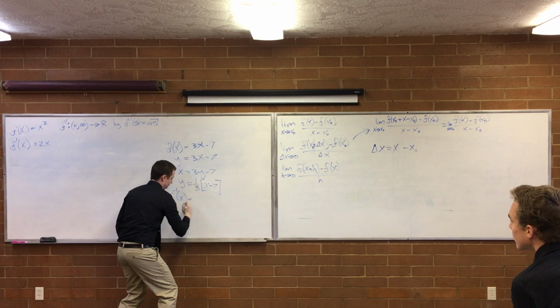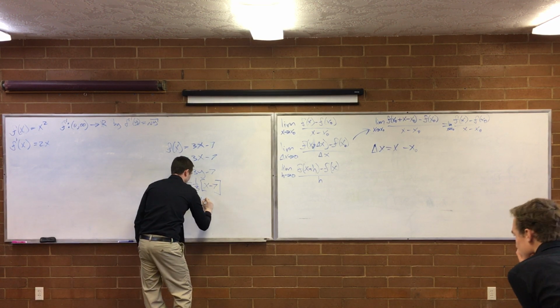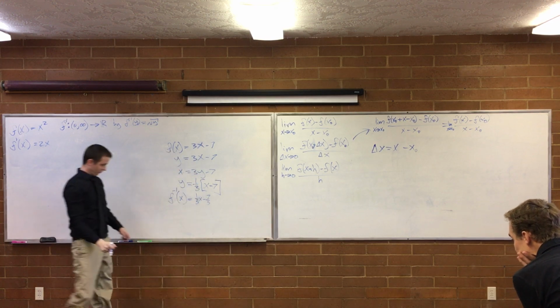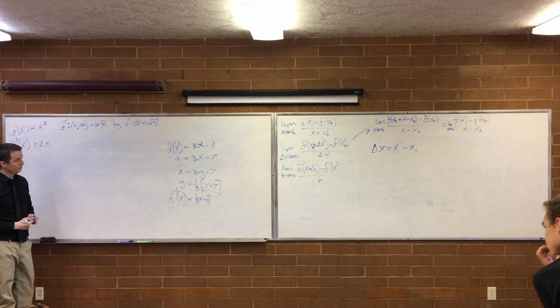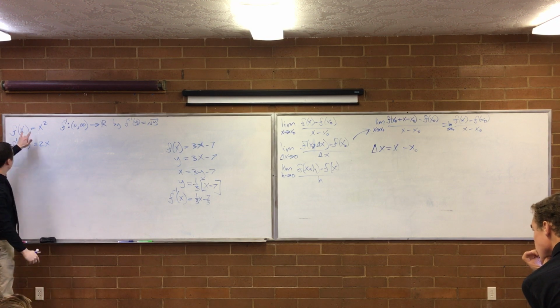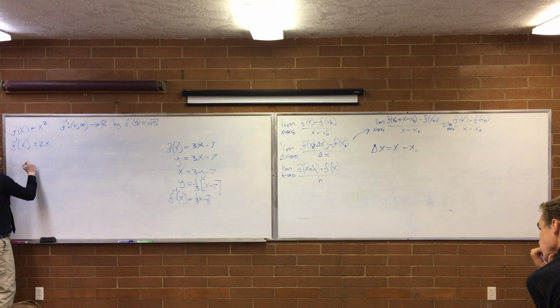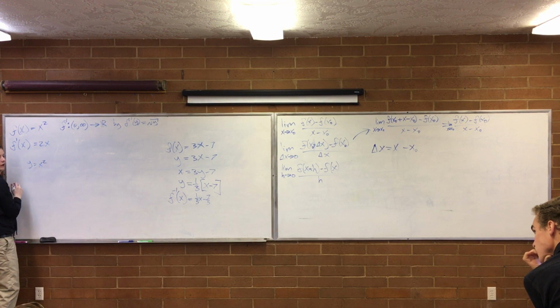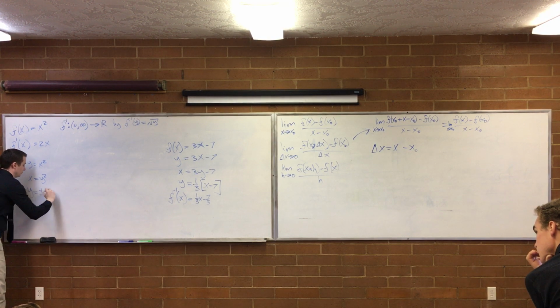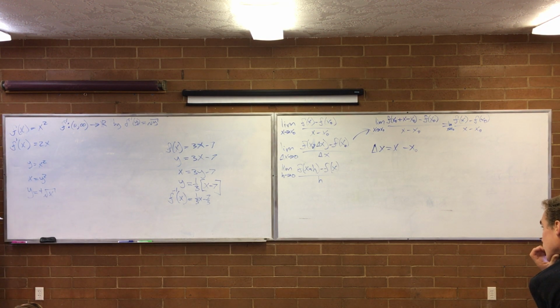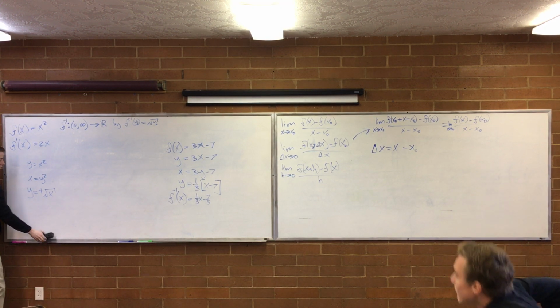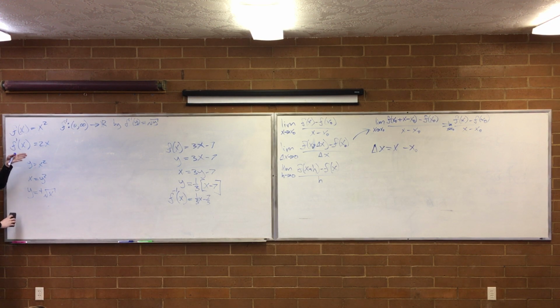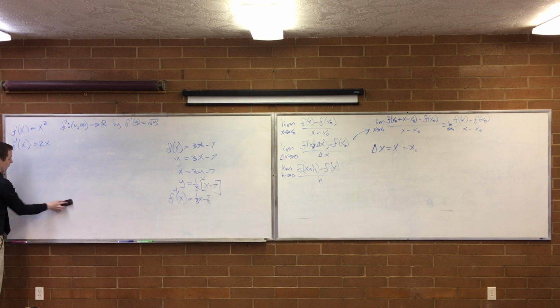So f inverse of x is equal to 1/3 x minus 7/3, if you want to write it that way. Same exact thing we could have done over here. We had y equals x squared, swap them, we get x equals y squared, y is equal to plus or minus the square root of x, and then we ignore the negative cases, and we get a function. Good? Okay, so that's our inverse function, and we're limiting the domain to positive numbers.